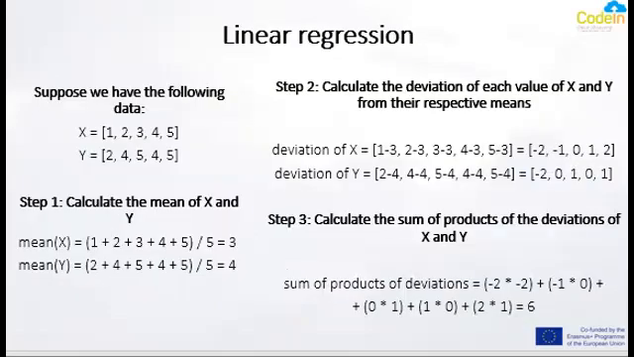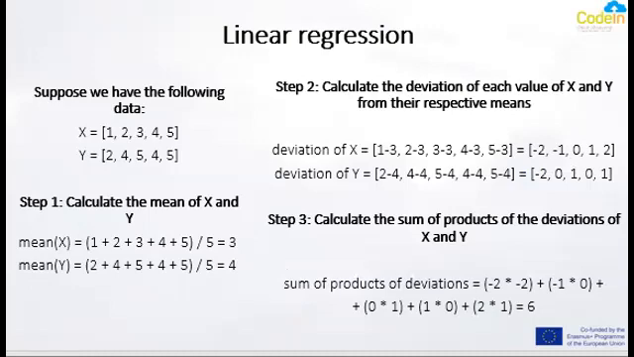Imagine you and your friend are trying to analyze some data from a survey. You have two sets of numbers, X and Y. You want to understand if there's any relationship between the two sets of numbers. To do that, you'll need to go through some steps.